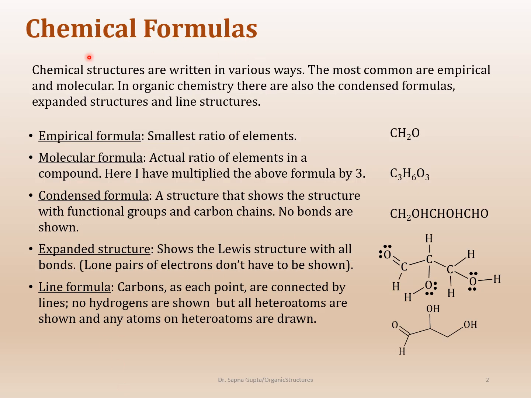All right, so let's look at the chemical formulas. There are some chemical formulas you're already aware of, which are the empirical and the molecular formula, right? The empirical formula is the smallest ratio. Molecular formula is the actual ratio. You did this back in general chemistry. So then there are other formulas that we're going to go over, all right? So let's go over this one just to get a review. The empirical formula is the smallest ratio of elements.